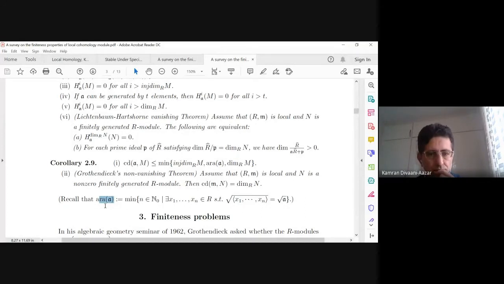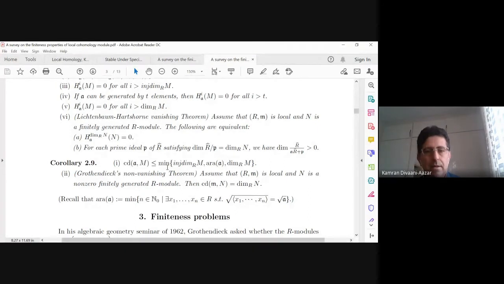So we have the first part. Since cohomological dimension is less than or equal to each of these three integers, it should be less than or equal to their minimum. And Grothendieck non-vanishing theorem can readily be deduced from the Lichtenbaum-Hartshorne theorem.